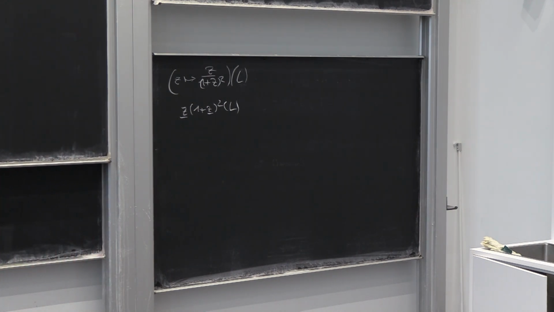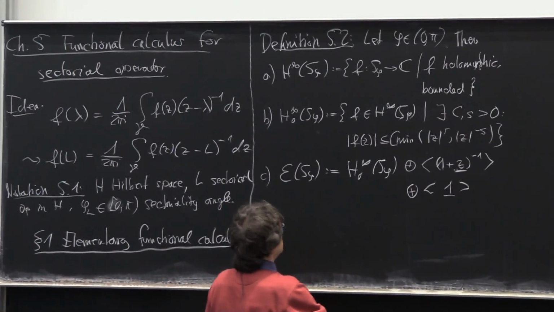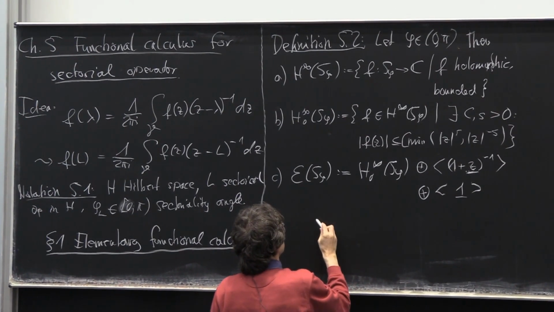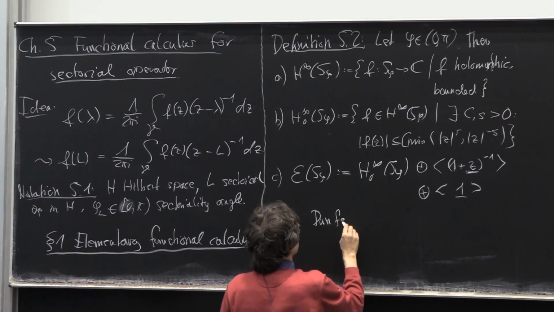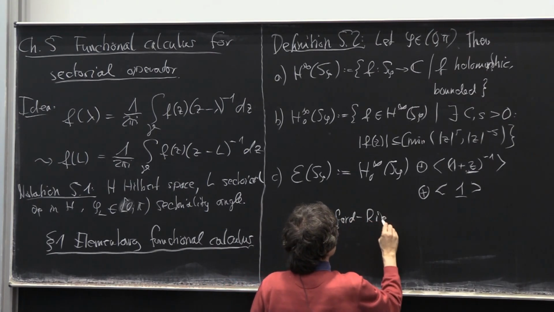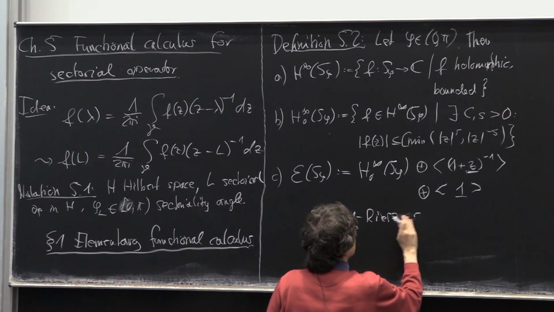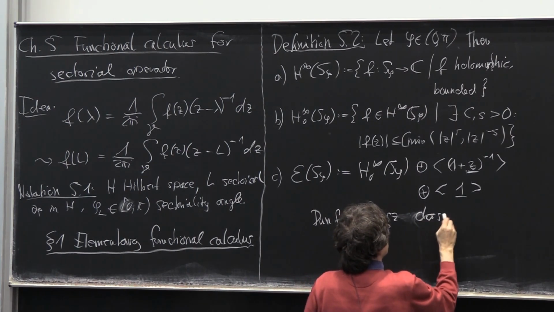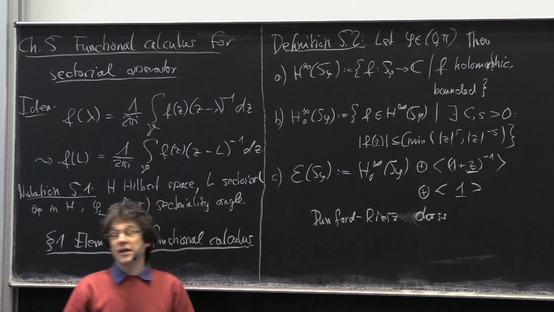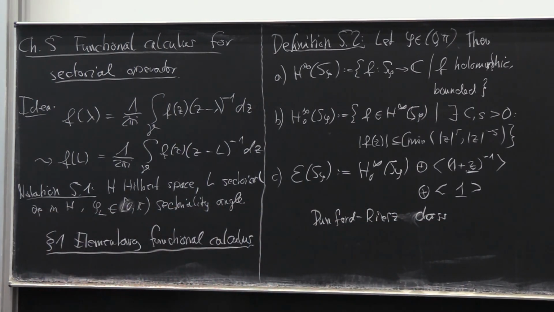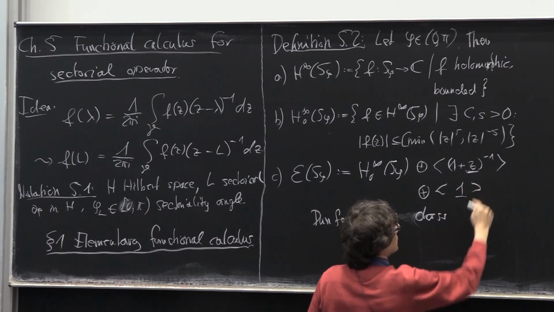What is important is the Dunford-Riesz class. So this vector space E is the so-called Dunford-Riesz class. And this contains all H infinity 0 functions, the constant functions, and all multiples of this particular resolvent.